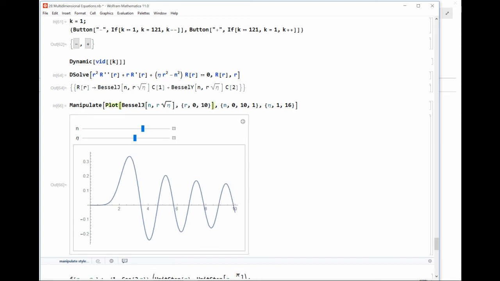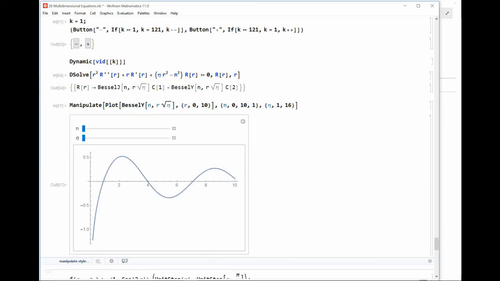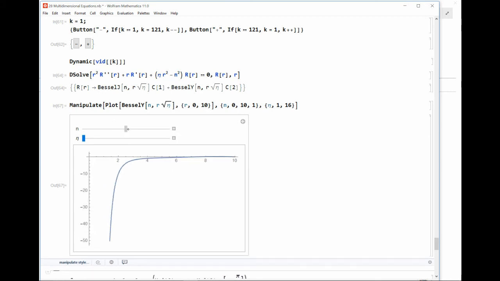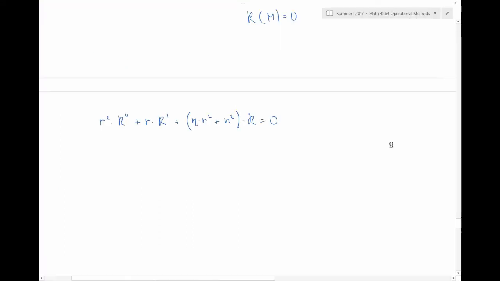The Bessel Y functions are not the ones that we need because they go to infinity. For all different types of the Bessel Y functions, they all have a discontinuity at 0, and that's why we're not using them here. So it looks like R of r is a Bessel function that we denote as capital J of n, and here we have to use square root of eta times r.